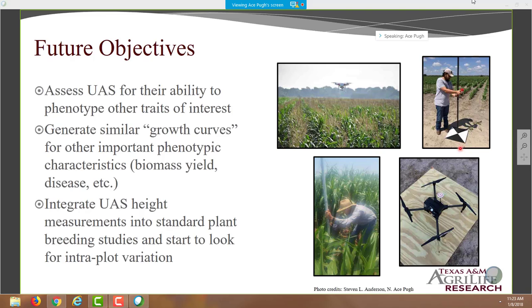And beyond that, I think a logical next study would be to start looking at intra-plot variation. So basically, plants within plots. Can you see sections of plots that are diseased or maybe that lodge while the rest of the plot's healthy? With a UAV, it's a lot easier to trim that portion of a plot out and try to just look at the healthy portions of a plot. And that's just one example of something you could do with that.